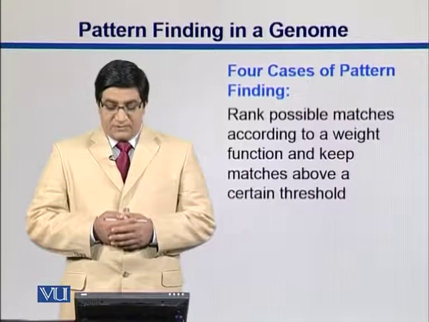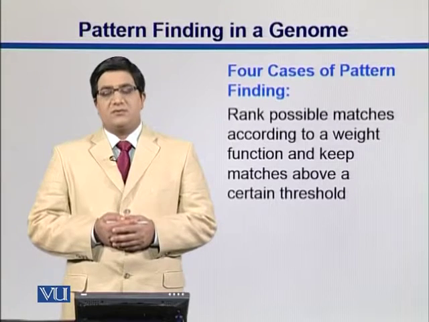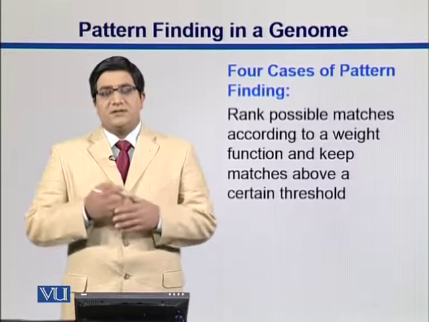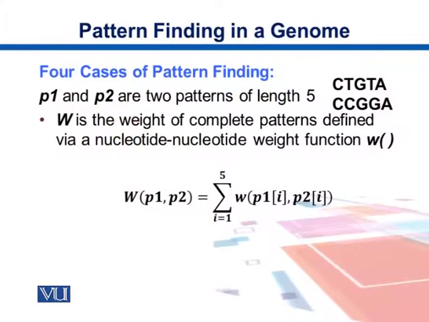We can rank possible matches according to a weight function and keep the matches above a threshold. So here we keep those matches that are retained above a threshold, so we can score them. Here we have a pattern P1 and P2, 2 patterns of length 5. W is the weight of complete patterns defined via a nucleotide weight function. So what if T replaces C? What will be the score? What if we get the exact match? What will be the score?